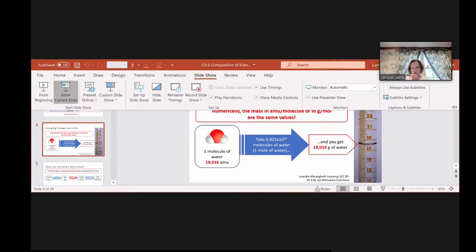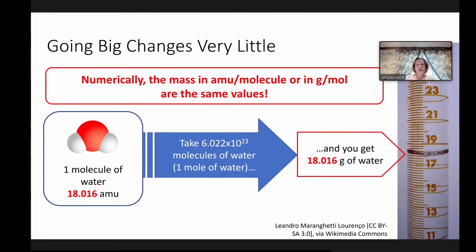Okay, so we just talked about molecular mass, but for the most part, since you're not going to be working with individual molecules, you'll be working with large populations of molecules. We will reinstate our relationship between molecules and moles of molecules. Going big changes very little. Numerically, the mass in AMUs per molecule is the same as grams per mole. They're the exact same values. We covered that in an earlier chapter.